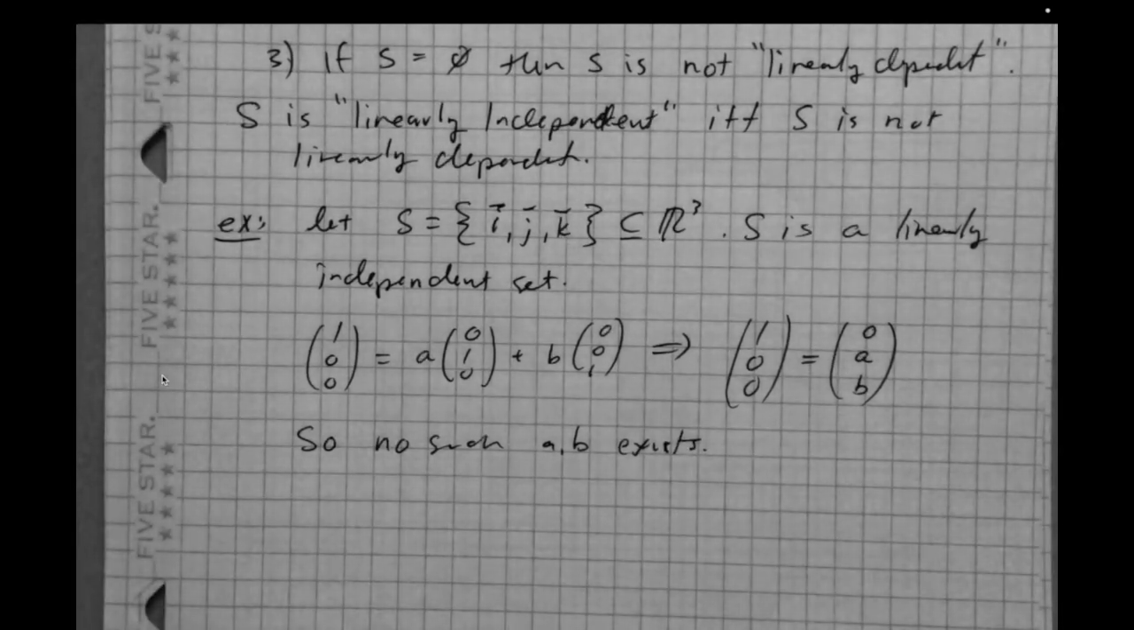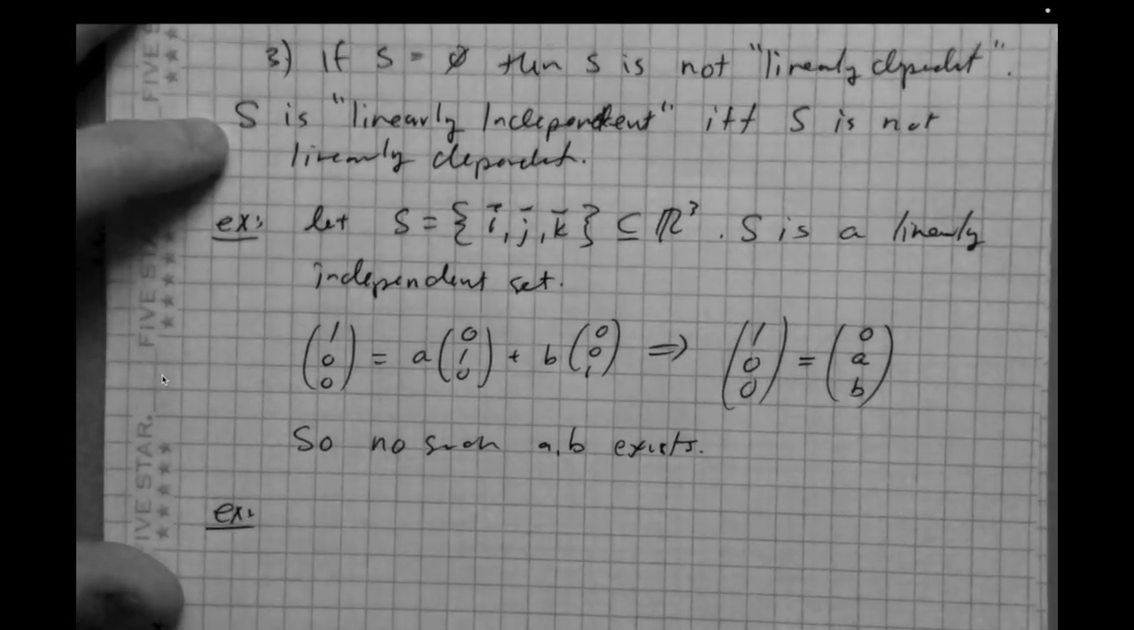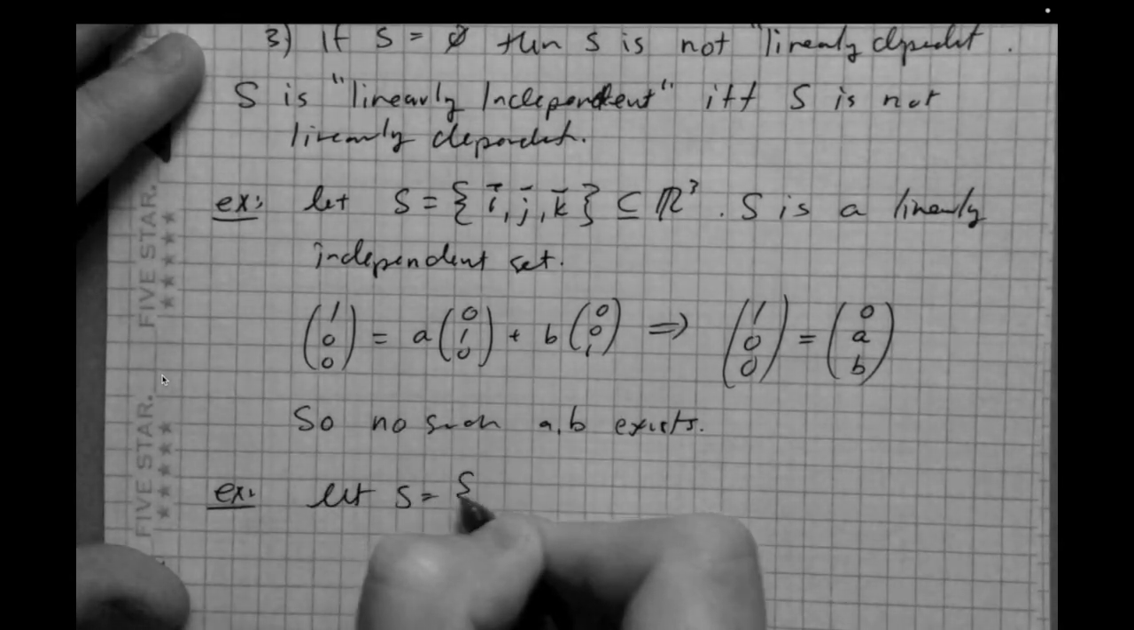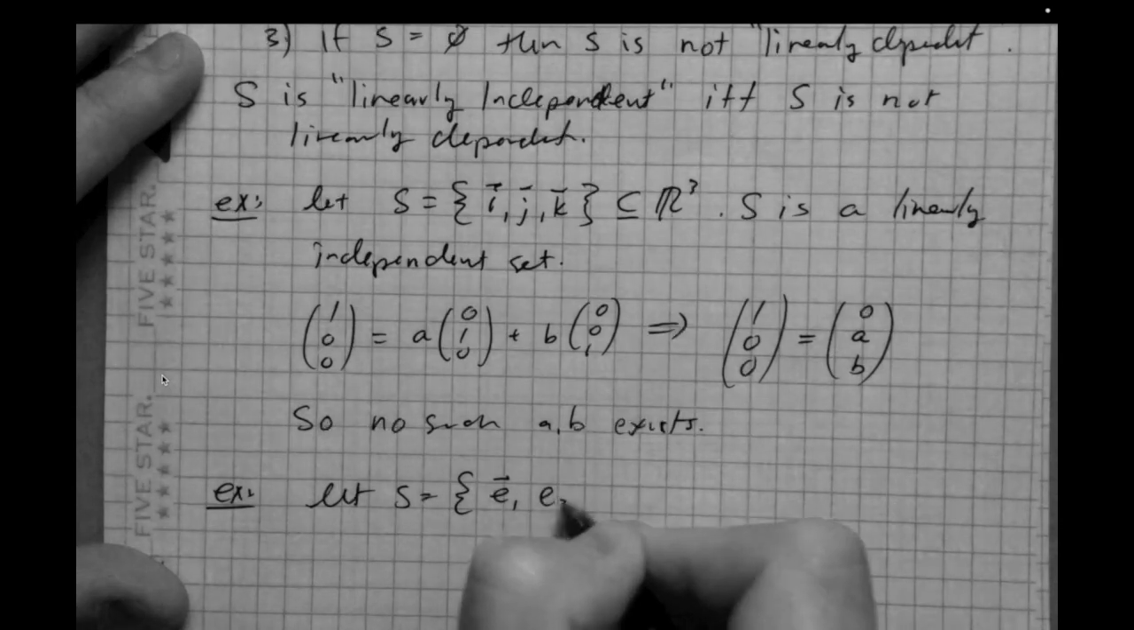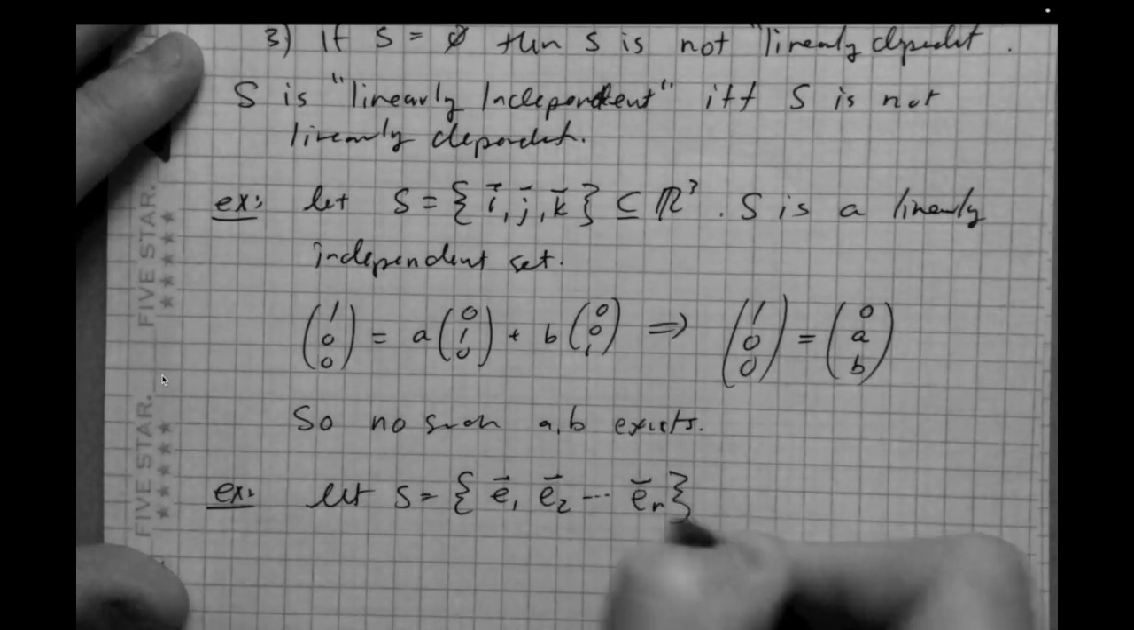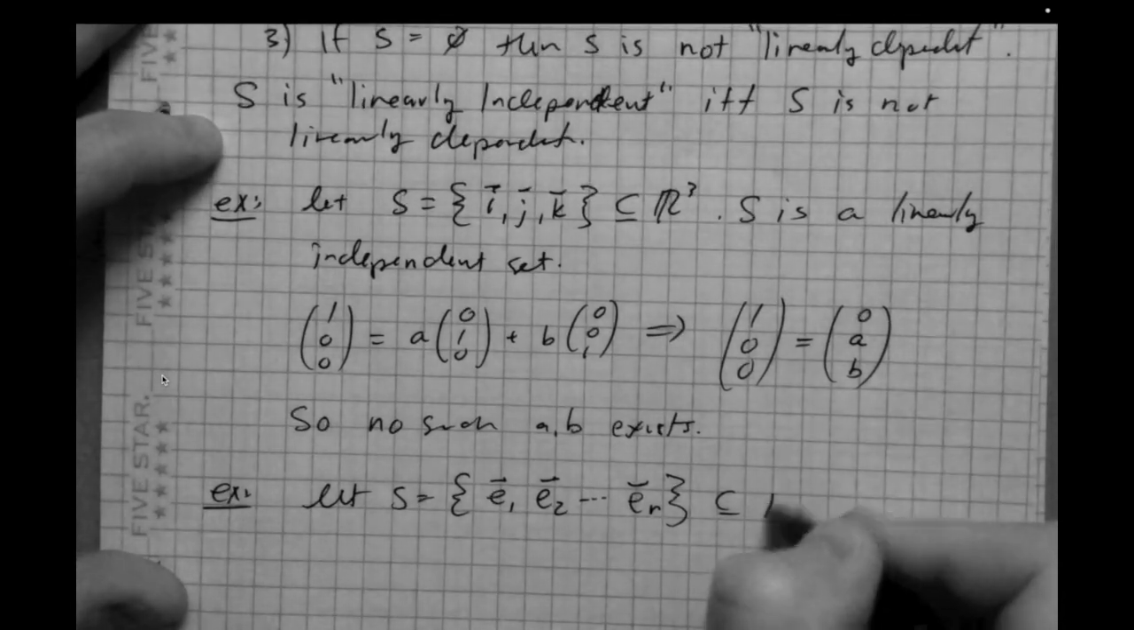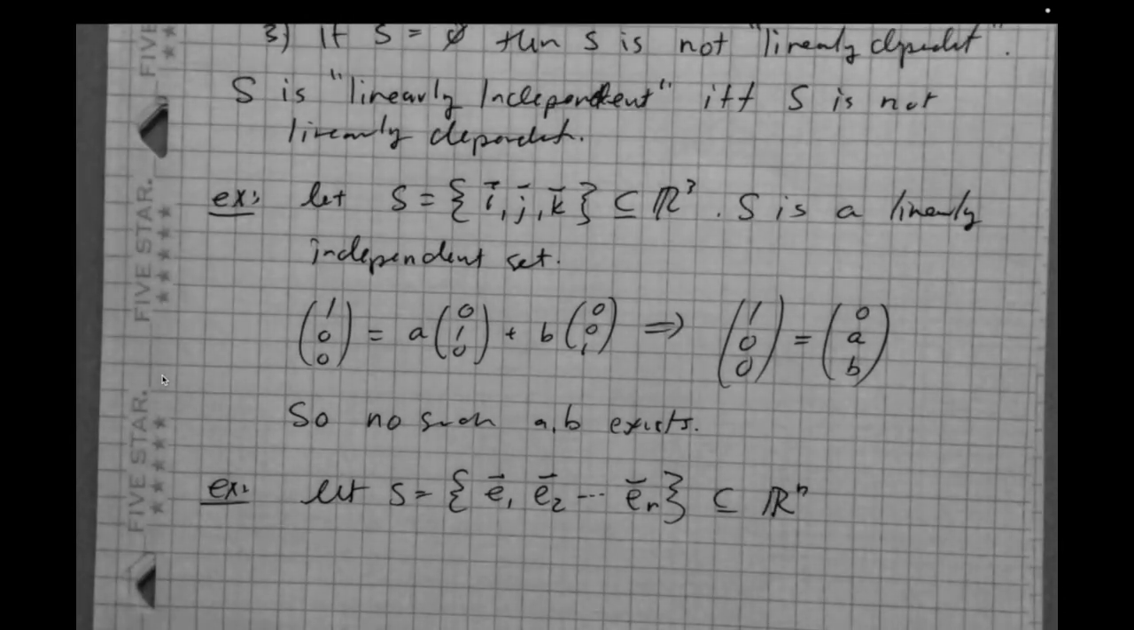You could do the same exercise for the others: try to write j in terms of i and k. You'll see that you can't. There are no constants that can be plugged into a linear combination to make j equal to i plus k, or k equal to i plus j. So it's a linearly independent set. In general, this holds for Rn. Let S equal the set {e1, e2, ..., en}, all the unit direction vectors in Rn. S is linearly independent.